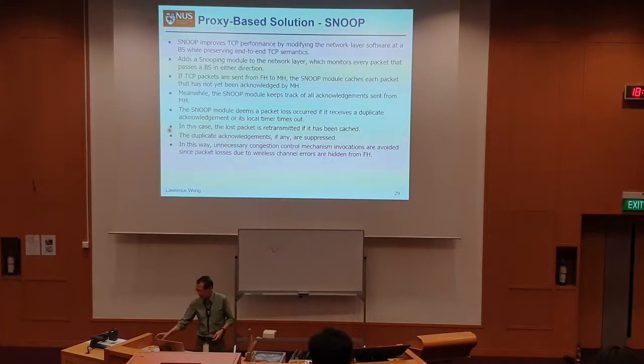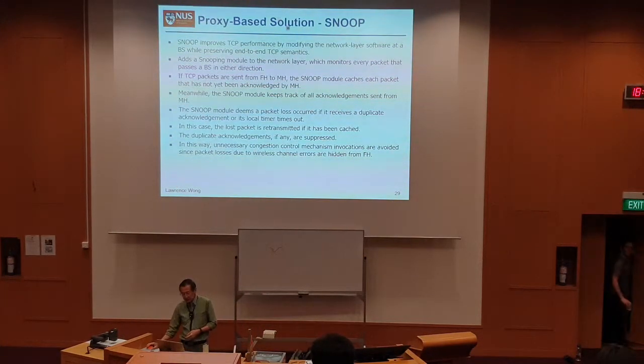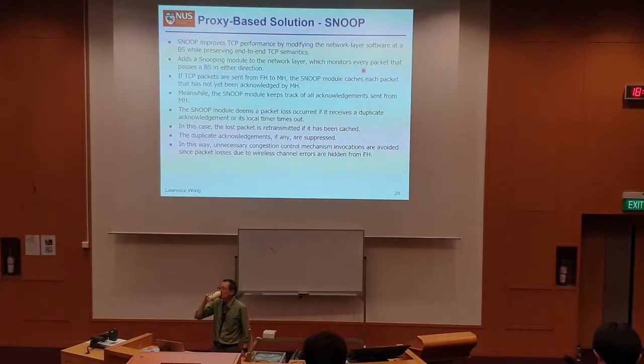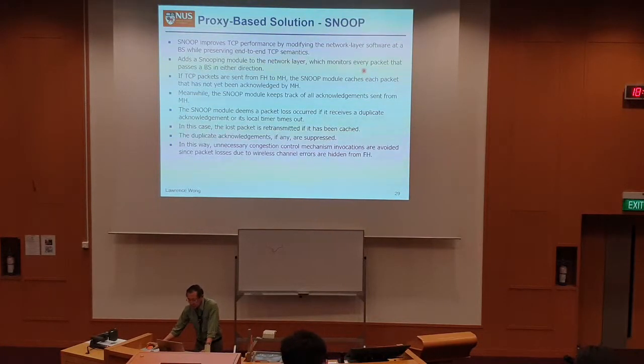The second method is called Snoop. This one is a proxy-based solution. It improves on TCP by modifying the network layer software at the base station, and preserves the end-to-end TCP connection. It adds a snooping module to the network layer, which monitors every packet that passes the base station in either direction. So if TCP packets are sent from the fixed host to the mobile host, the Snoop module will cache each packet that has not yet been acknowledged by the mobile host.